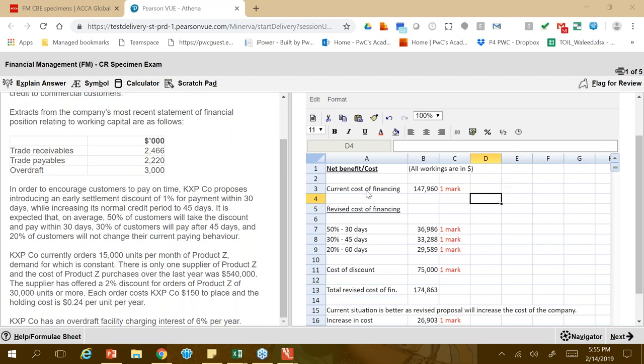The cost of discount is this: the 15 million sales, 50% of customers take the discount, and the discount rate is 1%. So the cost of discount is $75,000.